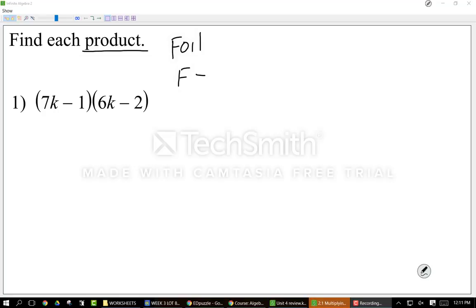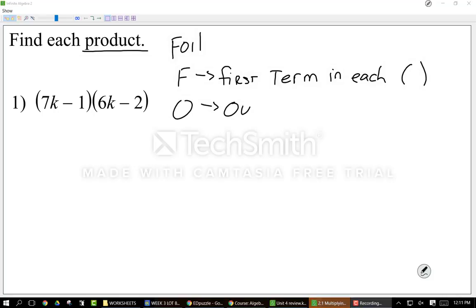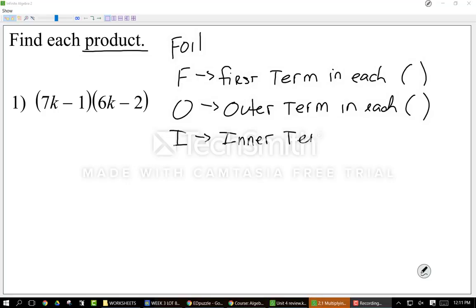So the F stands for first, or the first term in each set of parentheses. And then the O stands for the outer term in each parentheses. Then the I stands for the inner term in each parentheses. And then the L stands for the last term in each parentheses.